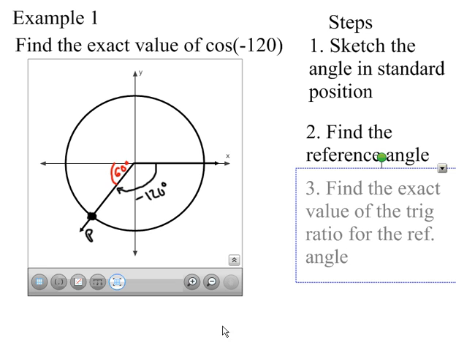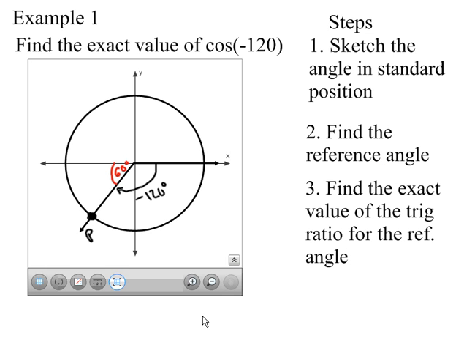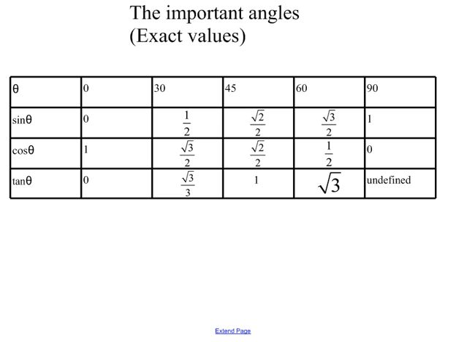Next, find the exact value of the trig ratio for the reference angle. So since we're looking for the cosine of the angle here, I'm going to look for the cosine of 60 degrees. I'm going to have to get the exact value because we want exact values here. So let's go back to our table. What's the exact value of the cosine of 60 degrees? The cosine of 60 degrees is exactly 1/2.